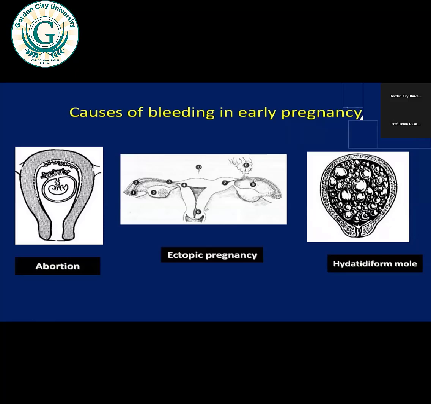Now, you look at it. Causes of bleeding in early pregnancy. It could be abortion. It could be ectopic. It could be hydatidiform mole. And what you have seen there are possible sites of ectopic pregnancy.